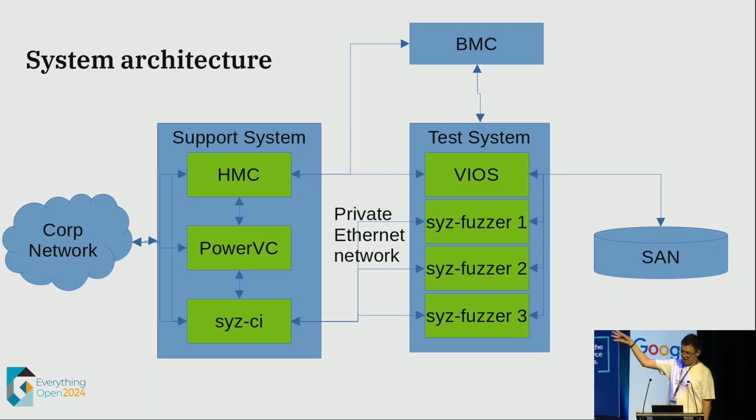And then we've got a private network that connects that to the test system and the test system's base board management controller so that we can create VMs. And we've got a SAN for the storage. And under the test system, we've got a BIOS, a virtual I/O server to manage I/O. And then we've got the fuzzing VMs that syzci or syzmanager creates and manages. So we have it connected by private Ethernet just to avoid the fuzzers accidentally causing trouble.